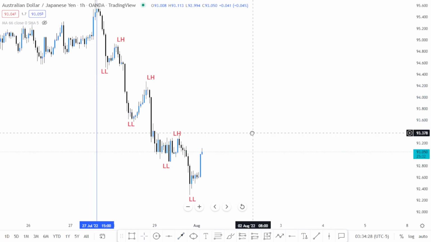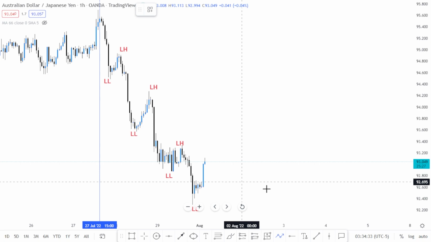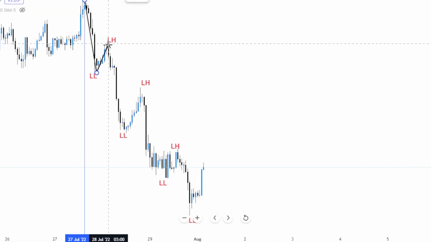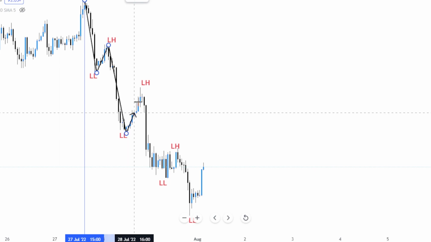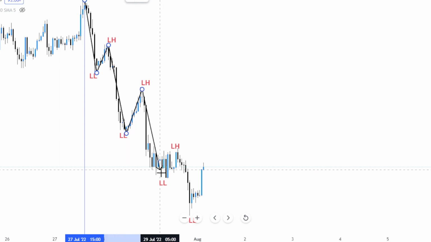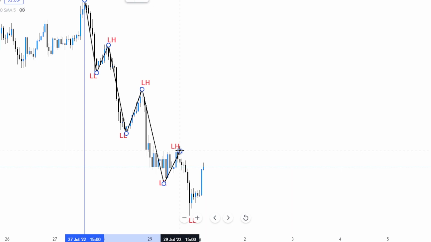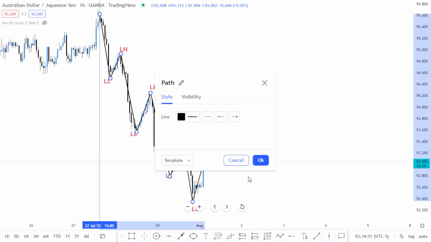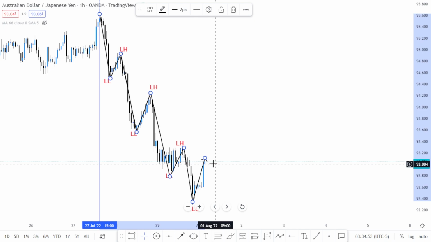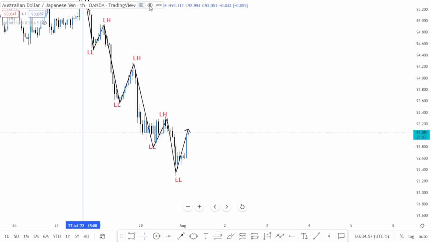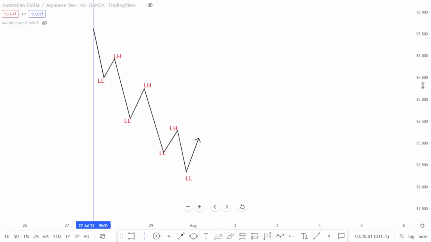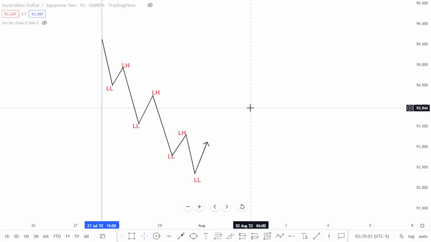So let's use our path tool once again, and I suggest that you guys use this tool. The market created a lower low, lower high right there, lower low. This is so beautiful. Lower low, lower high, lower low, and now we are expecting a lower high to be created here to continue to the downside. So let's remove this and look at this right here. This is what you call beautiful. This is just perfect structure, guys, and I'm loving this example.